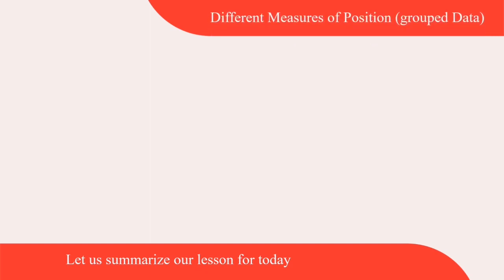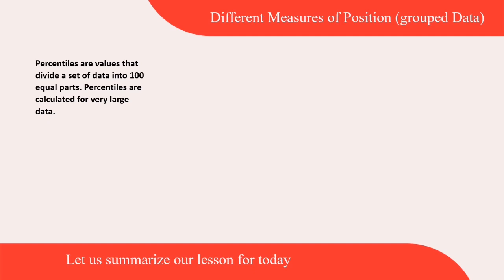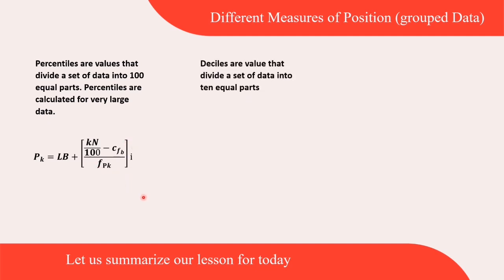The different measures of position for grouped data. Percentiles are values that divide a set of data into 100 equal parts. Percentiles are calculated for very large data. The formula is P sub k is equal to LB plus k times n over 100 minus CF sub b, all over F sub p sub k, times I. For deciles, deciles are values that divide a set of data into 10 equal parts. The formula is D sub k is equal to LB plus k times n over 10 minus CF sub b, all over F sub d sub k, times I.